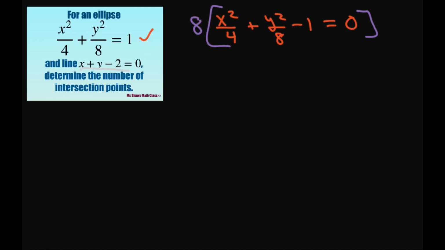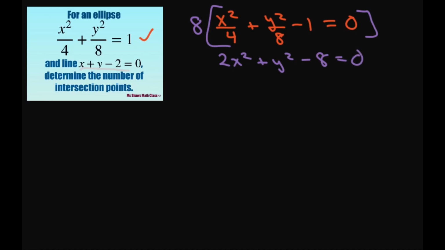So the first thing I'm going to do is rewrite this one. If we have x squared divided by 4 plus y squared divided by 8, I'll go ahead and subtract that 1, set it to 0. Let's clear the fractions because it's going to make it easier. If you clear the fractions, it means we multiply each term by 8. That's going to give me 2x squared plus y squared minus 8 equals 0.